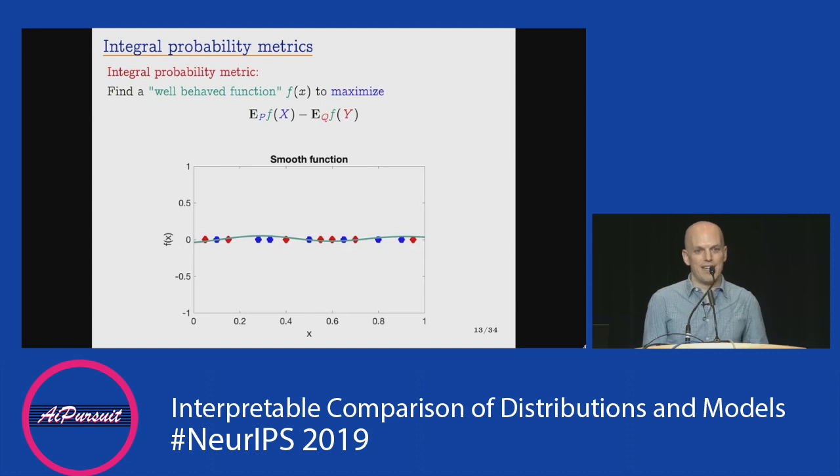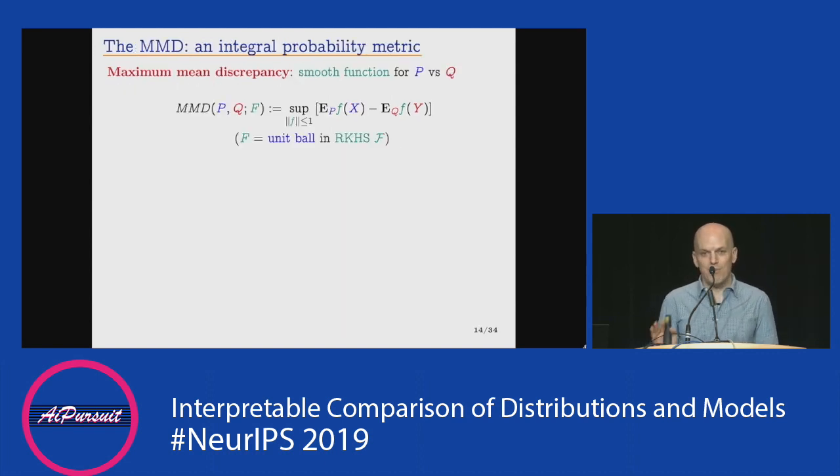So this is an intuition. How do we define our well-behaved functions? One way we can do it is to use reproducing kernel Hilbert spaces. These are spaces of smooth functions. If we use the unit ball in a reproducing kernel Hilbert space, in an RKHS, then this is one candidate set of witness functions, okay? A set of witnesses that witness where P and Q are different. It's called the maximum mean discrepancy because I'm finding the function that pulls apart the mean as far as possible, so the mean under P and the mean under Q.